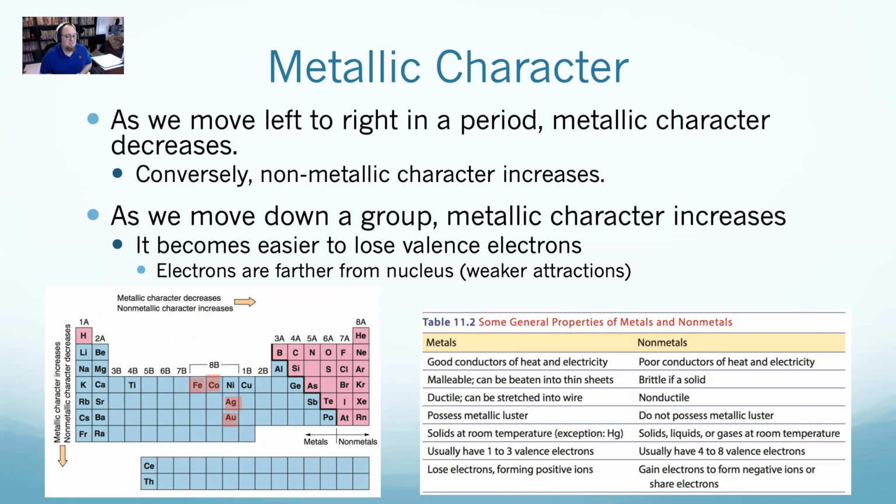We can also define non-metallic character. Non-metallic character is just the inverse of metallic character. Helium is the most non-metallic element. And so I can say cobalt is more non-metallic than iron because it's to the right. Silver is more non-metallic than gold because it's above. It's just the opposite thing. Okay. Questions there?